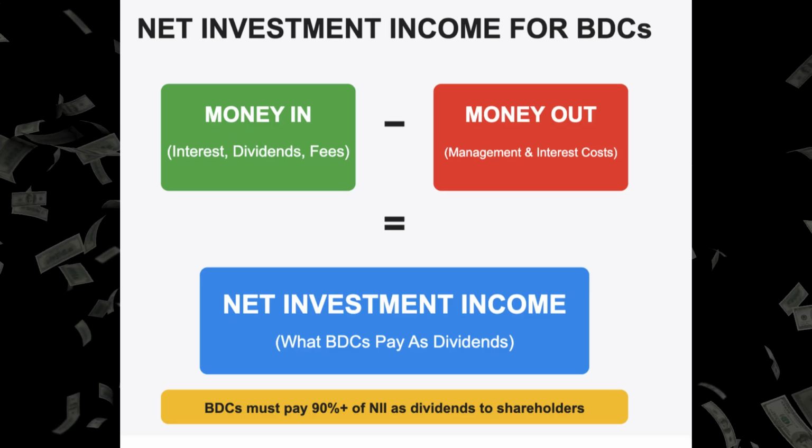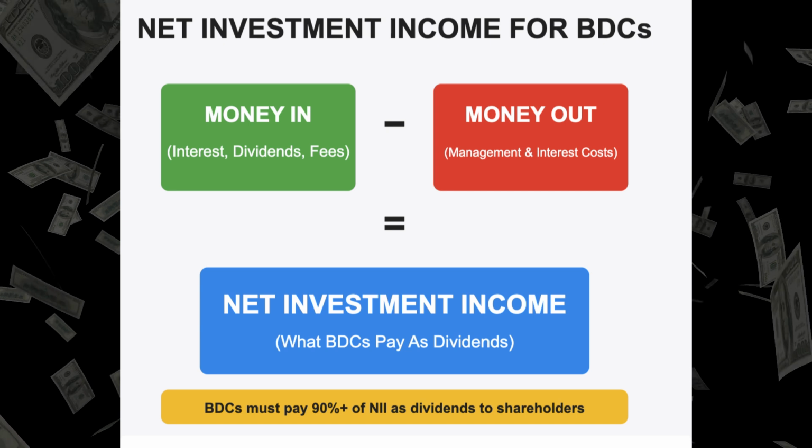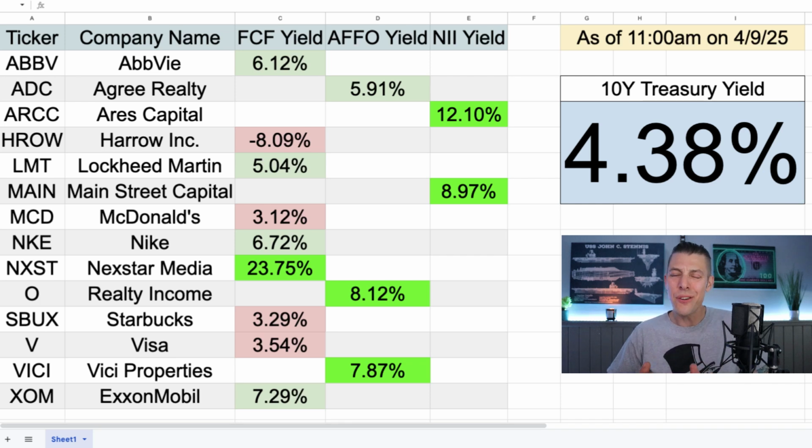And for BDCs like Ares Capital, ticker ARCC, we use net investment income or NII yield since their business makes loans and collects interest. And when we're thinking about buying, if we want to use this metric, we want to look for something that's sitting comfortably above the risk-free rate or the 10-year Treasury yield, which as of that chart I made was 4.38%. So everything in red was below. The ones in lighter green were just a little bit above, but not quite hitting that 3 to 5% range. And then everything bright green was obviously well above that, with the two clear winners being Ares Capital at 12% and Nexstar Media at almost 24% free cash flow yield, which is almost 5 times the risk-free rate.